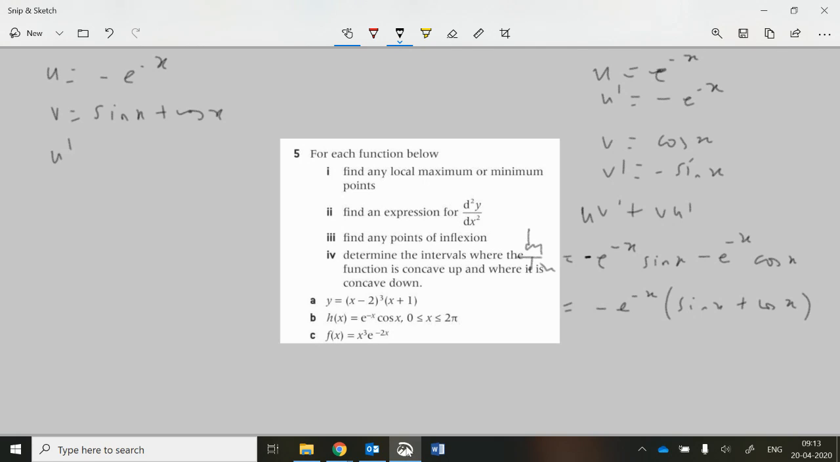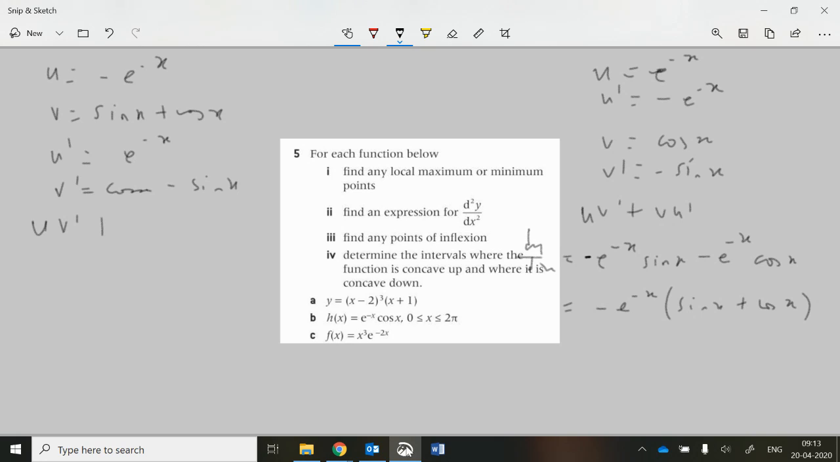Okay, so we've got u dash here is equal to e to the minus x. That's me just saying e to the u becomes e to the u, but then the derivative of what's inside is minus 1, so let's times by the minus 1, and we get e to the minus x. If you want to do that in a more extended approach using the chain rule, then please, by all means, do so. Right, and v dash in this case is going to be cos x minus sine x.